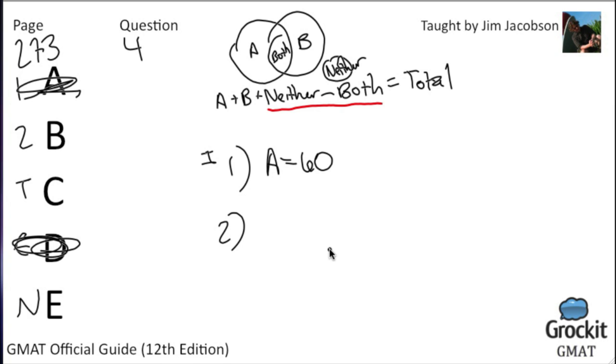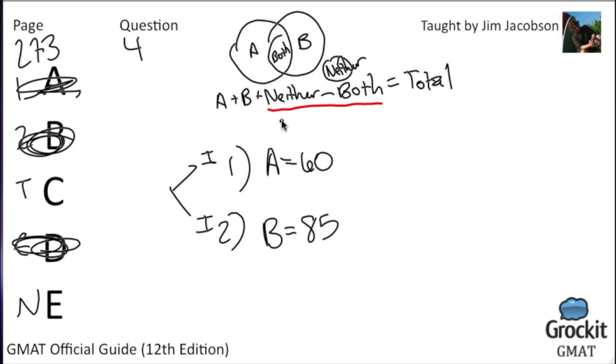Statement 2: in College X, there are 85 students enrolled in a biology course. So B equals 85. On its own, we needed A, B, and the total to solve for this bit here, so this is insufficient on its own. We can get rid of this one. Now we just have to see if together they are enough.